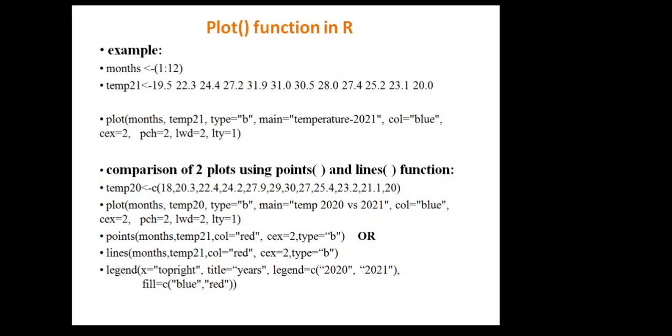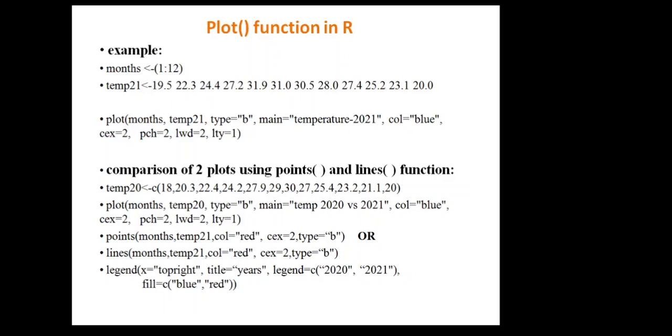So I am using plot function. This plot function receives two parameters, months and temp 21. These are two vectors. Months will be on x-axis and the values of temperature will be on y-axis. Okay. And then type is equals to b. I want line and points in my graph. That's why type is equals to b. Then main, which is the title of my graph, main is equals to temperature 2021. I am creating my graph to display the average temperatures of each month in year 2021. Okay, that's why I have given that title.